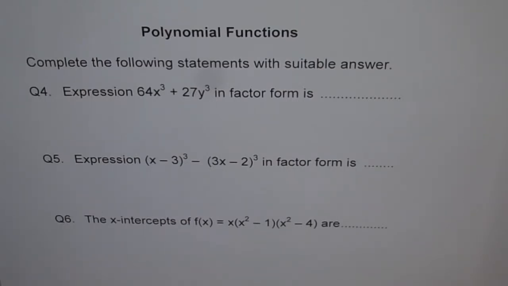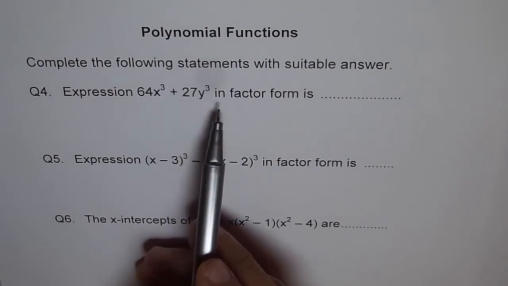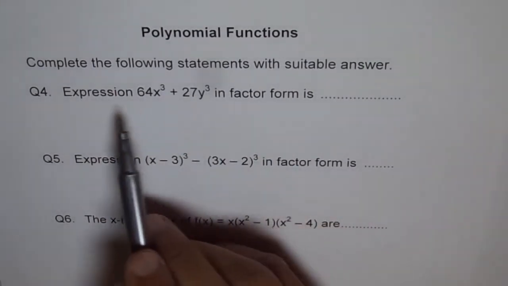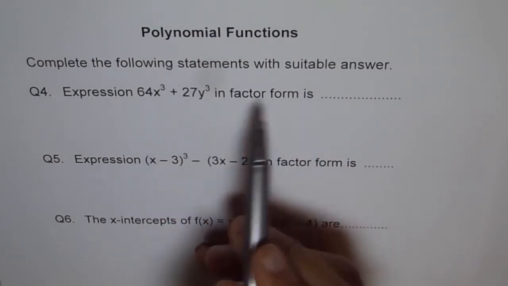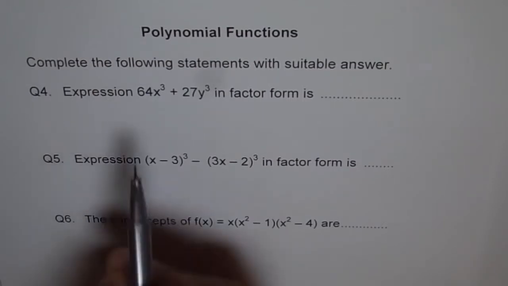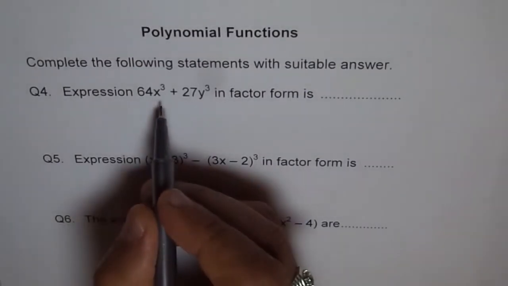Now, let's go through these questions. Question number 4: the expression 64x cubed plus 27y cubed in factored form is. So you need to factor it, right? And I hope you remember the formula a cube plus b cube, correct? You got to use that formula here and then you can factor easily. Right, so let me give you the formula once again.